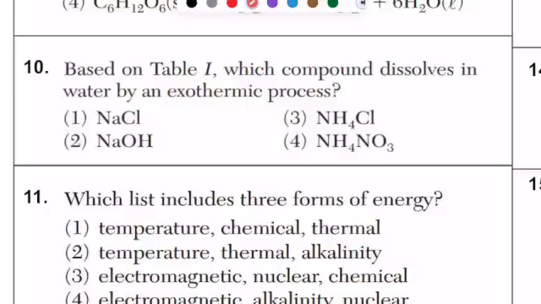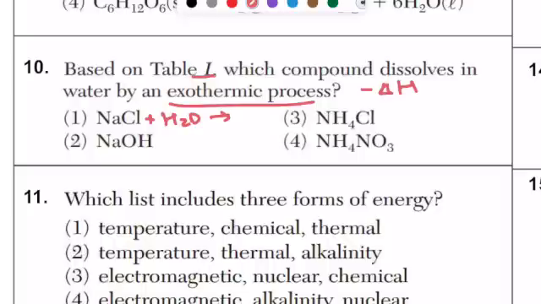Based on Table I, which compound dissolves in water by an exothermic process? So based on Table I, whichever has a negative delta H value, so you just look at the equations for dissolving in water. That should look something like sodium chloride plus water is equal to something, or the other way around if it's a reverse reaction.